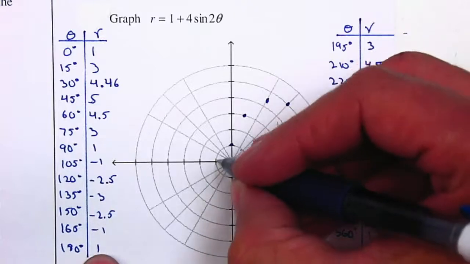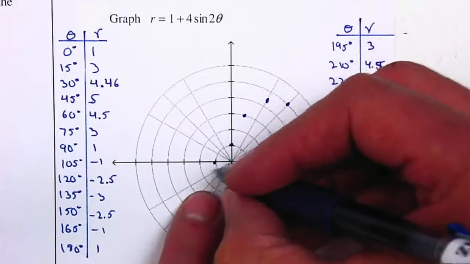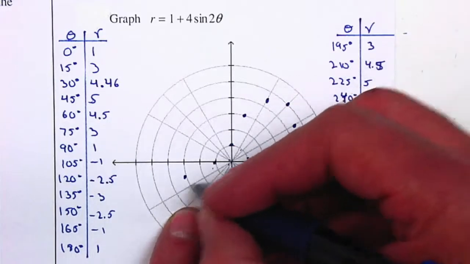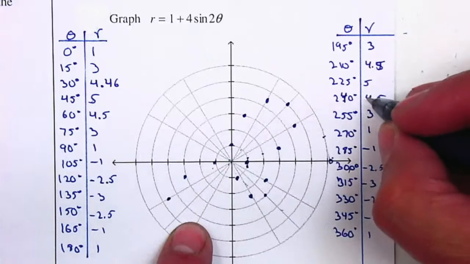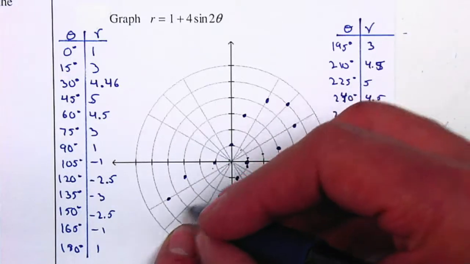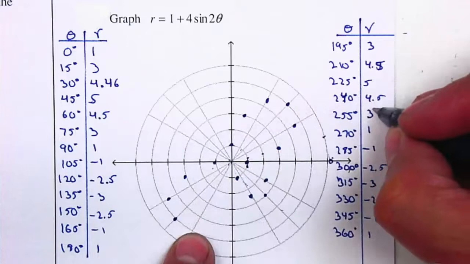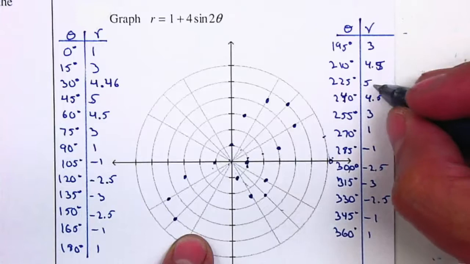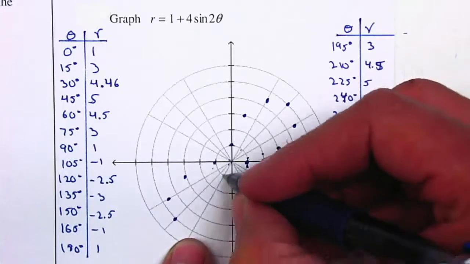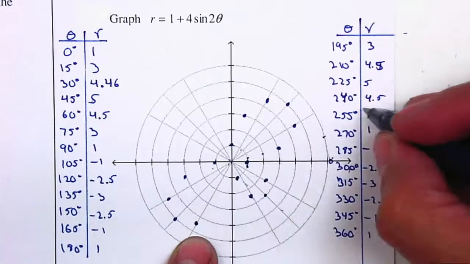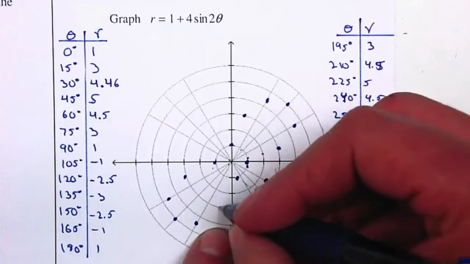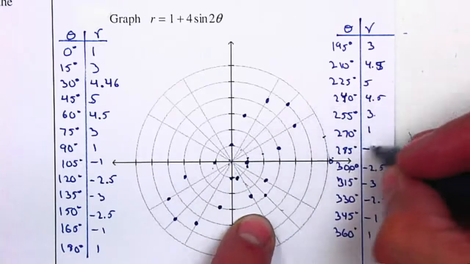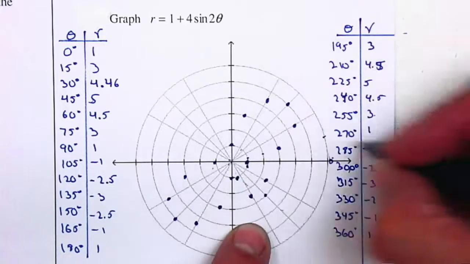Continue. 180 is positive 1. 195 is 3. 210 is 4.5. 225 is 5. 240 is 4.5. 255, which is your halfway mark, is 3. 270 is 1. Once you get to 285, which is the halfway mark, it will send you back to negative 1.